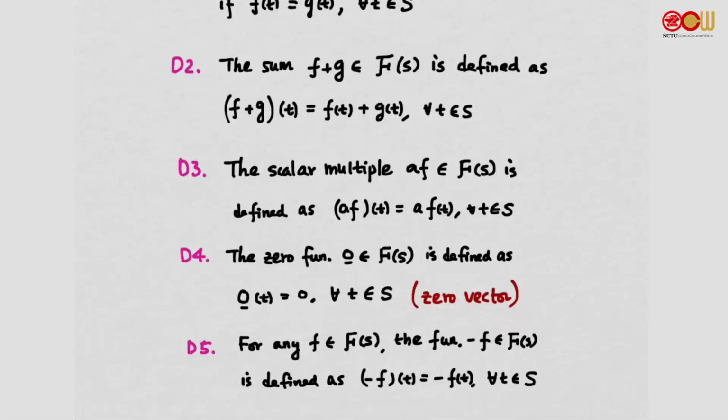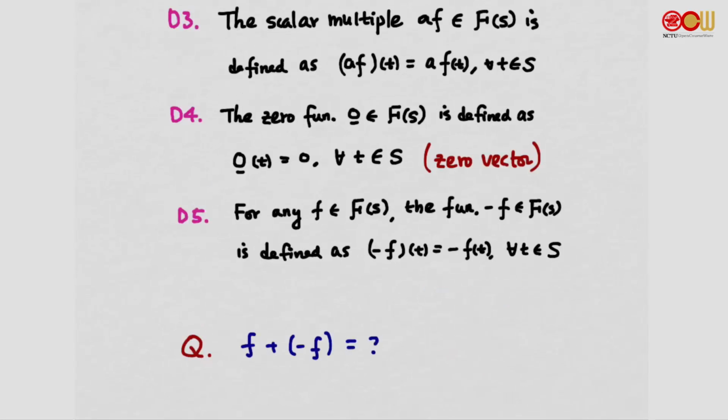And for a vector space, we also need to have an additive inverse for any vector in a vector space. And we also have an additive inverse quite ready here, right? That would be this function here. One question, what would be f plus this function here, minus f?